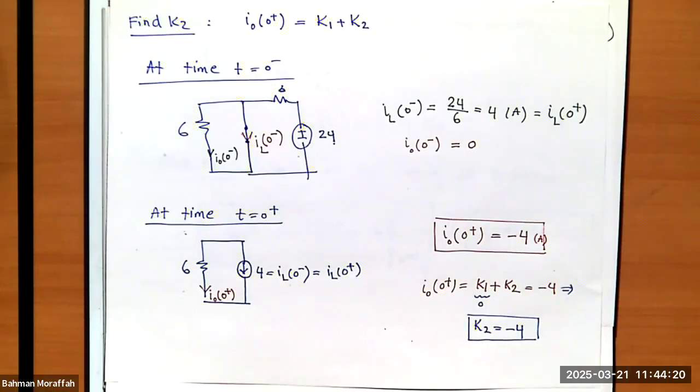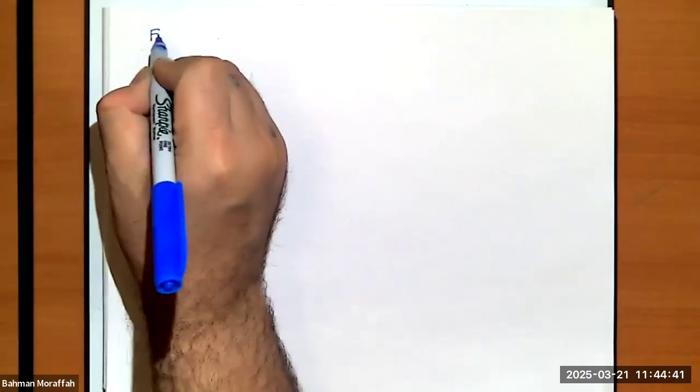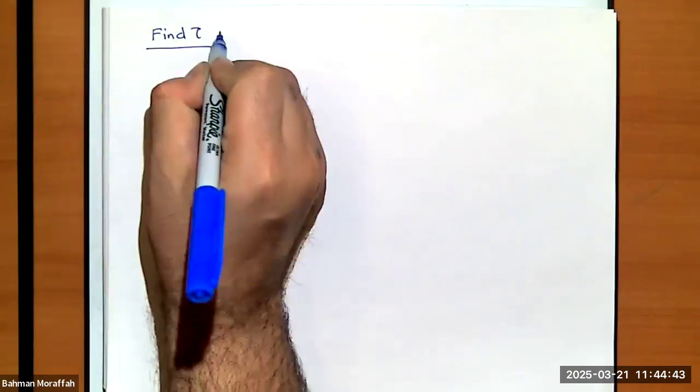The unit for I naught is amps. So far, we found K1. We found K2. All we got to do is find tau. So the next step is to find tau.